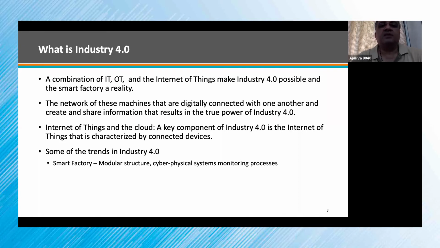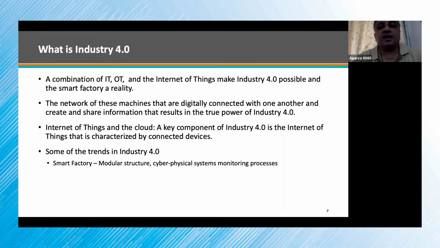The network of the machines is digitally connected, so you can do predictive analysis, predictive maintenance, and all that. You can share the information in real time. So that is how it works. I'll also talk about how the digital twin and CPS work in Industry 4.0.